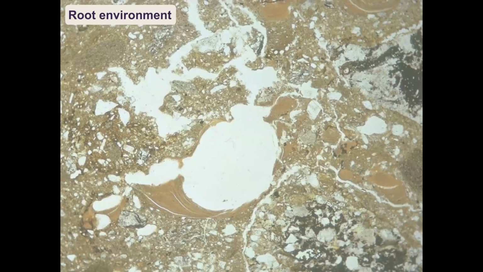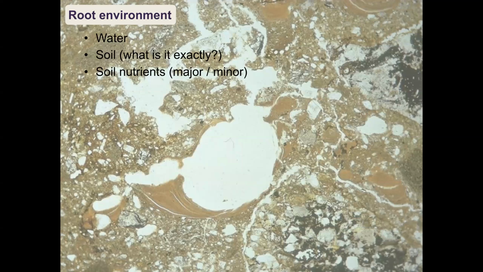So kind of revisiting the idea of a root environment. Plants are getting water through their roots, but they're also getting nutrients from the roots. What is in the soil? So this is a nice microscope image of a little, like a slice of soil. Illustrates nicely, I think, that there's a lot going on.